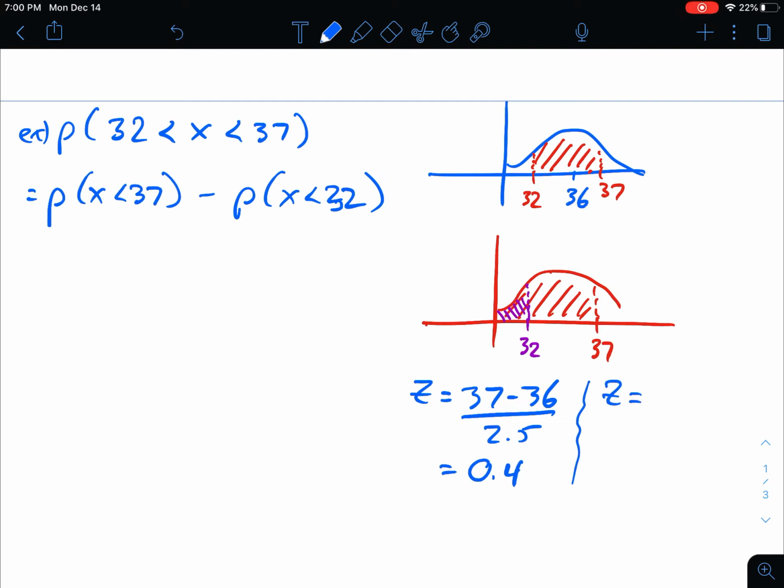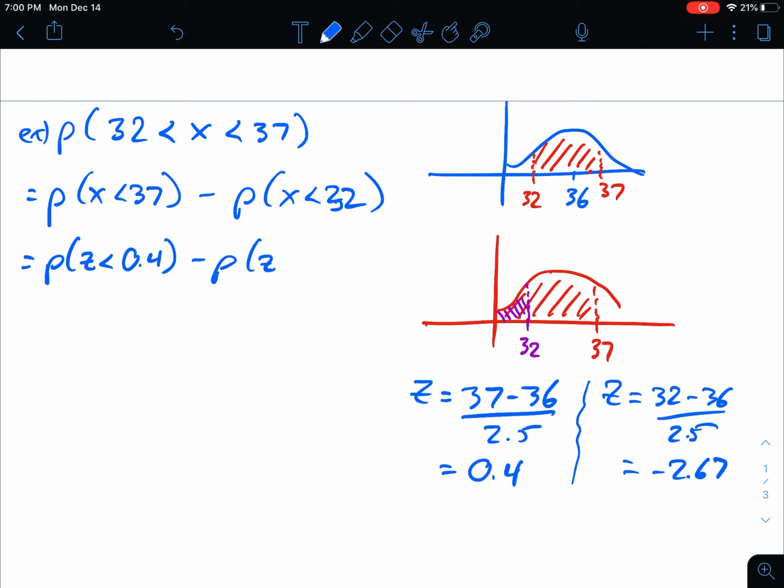Let's do the other one now. So z is going to be 32 minus 36 over 2.5. So I'm just doing the same process here. And this one ends up being negative 2.67. This one goes on forever, so you want to round it to 2 decimal points here. Now I've got my two z-scores here. I'm going to rewrite my equation up. I'm going to write the first one is going to be probability of z less than the 37 one, which was 0.4, minus the probability of z less than the 32 one, which was negative 2.67.